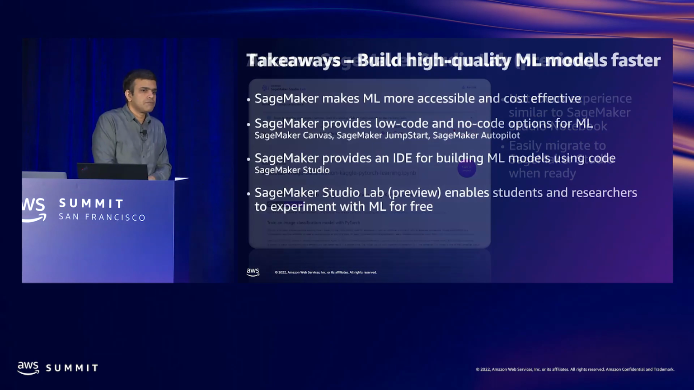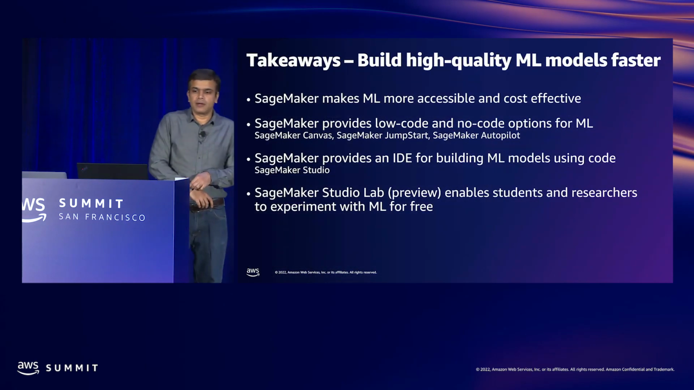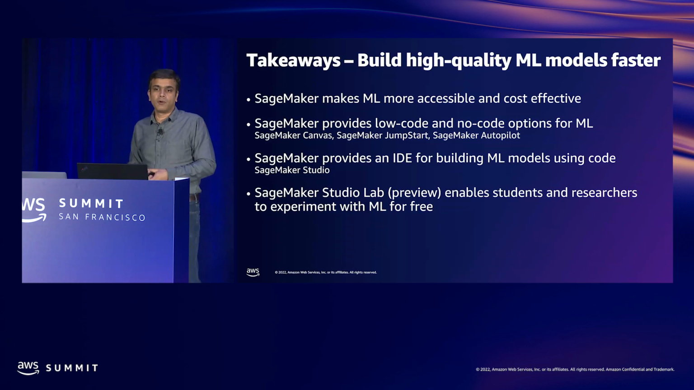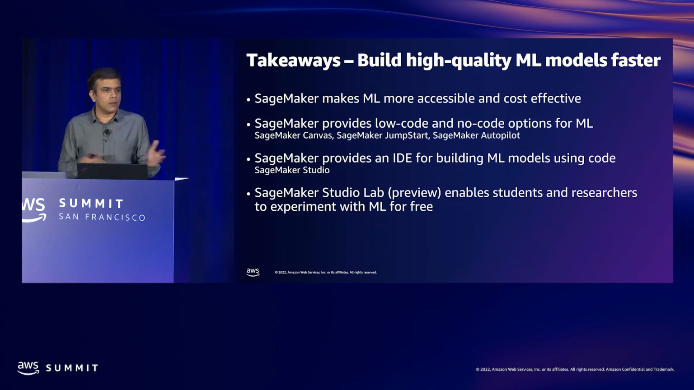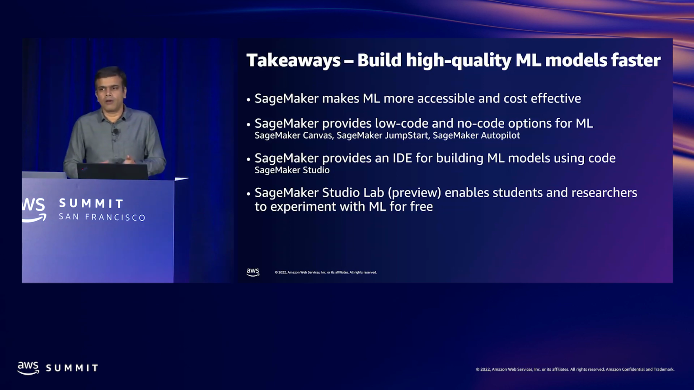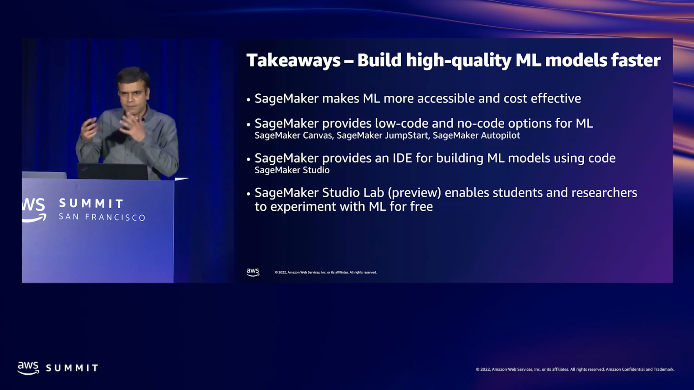So just to wrap it up, SageMaker provides capabilities that cater to a broad set of personas and makes ML more accessible and cost-effective. You have no-code and low-code capabilities if those are your starting points as business users to try out machine learning. You can use Canvas, you can use pre-built solutions with Jumpstart, or you can use Autopilot, which has both the code and the no-code options.